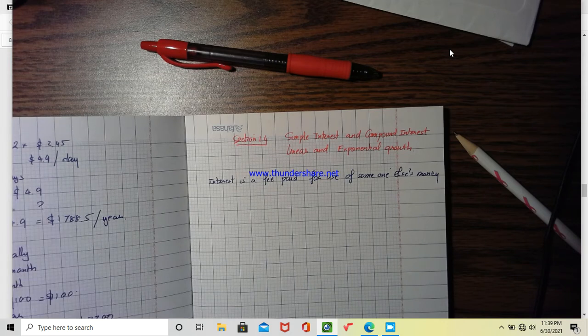For example, you want to borrow my money. You want to borrow $10, and I say that you have to pay 10% interest every day. It means that you have to pay me back $10 and 10% of that $10. We're going to go through the example so that you can understand interest better, and so that you can distinguish between simple and compound interest. So that is the definition of interest.